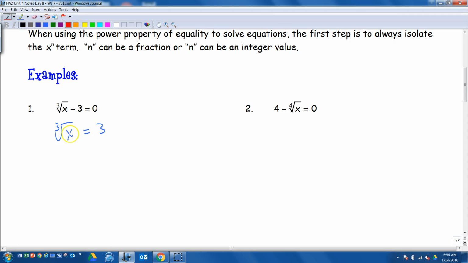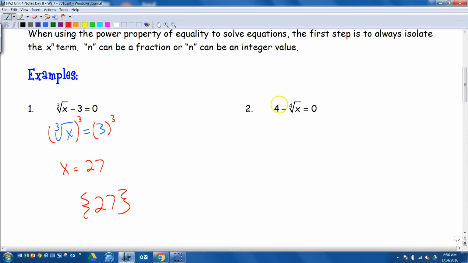Now at this stage, we know these are equal, which means that we can do the same thing to both sides. And to cancel out a 1/3, we raise both sides to the third power. So I get x is equal to 27. Now always check your answers to make sure the solutions work. If you put a 27 in there, the third root of 27 is 3, minus 3 is 0. So since it works, I'm putting that in my set notation.